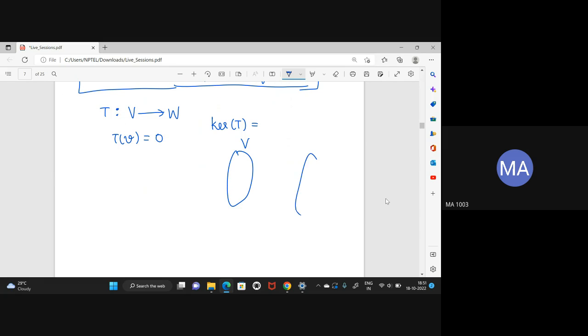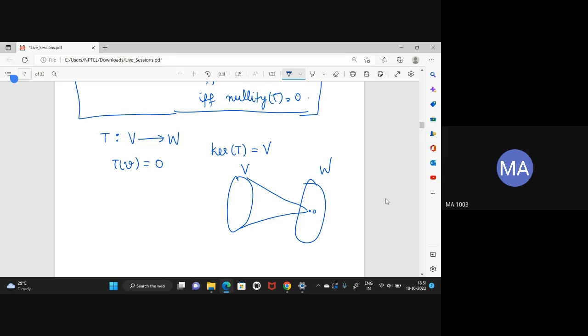You have V, you have W. Yes, V itself, ma'am. It's the domain. The entire space, right? Every vector goes to 0. Yes, ma'am. So in this case, can this map be 1-to-1? No, ma'am. Obviously not. Every vector is going to the 0 vector. Fine. So the kernel of this linear transformation is the entire domain space.